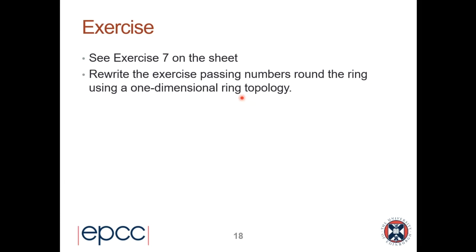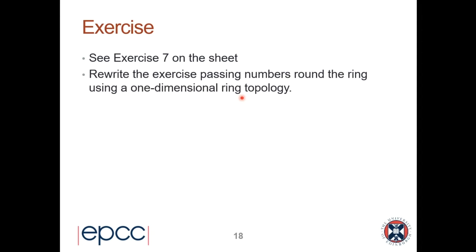So the exercise on the sheet is slightly contrived, because in the message-around-a-ring example, it's really not hard to compute your neighbors as rank+1 and rank-1 and cope with the boundaries yourself. But I would like you to rewrite that to use a one-dimensional ring topology. It at least gets you familiar with the syntax, even if it might actually be more complicated than writing the code by hand.